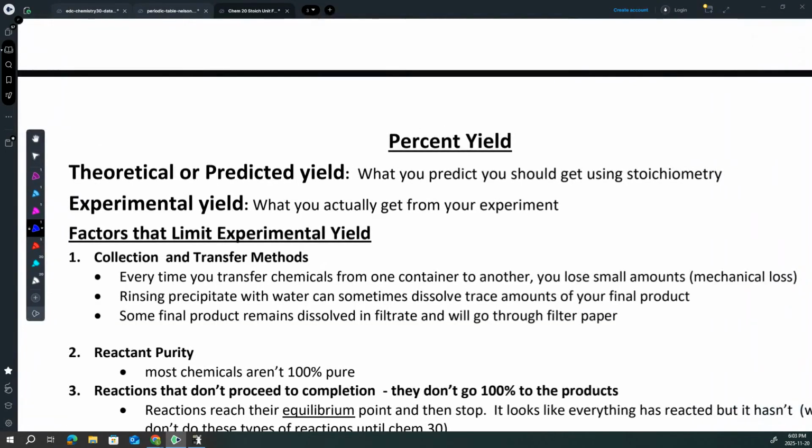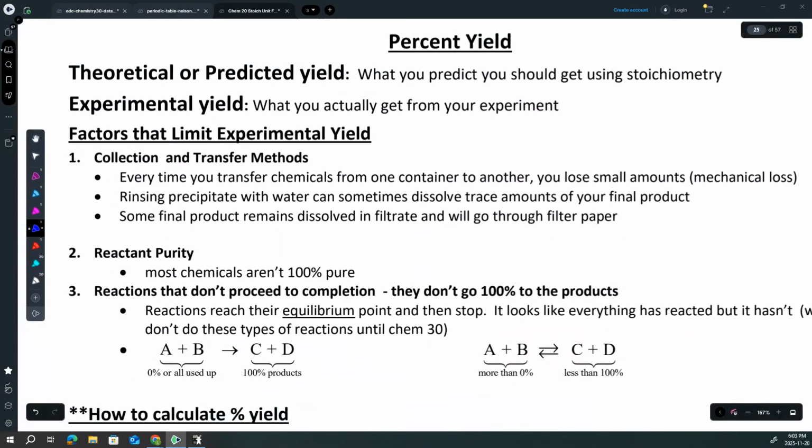Okay, so theoretical or predicted yield, that's just how much you're predicting you should get by just doing a calculation. Your experimental yield, that's what you actually get out of a reaction when you conduct an experiment. Okay, so reactions, they don't go to completion like we have been assuming they do. There are factors that can limit just how much product you get out of a reaction.